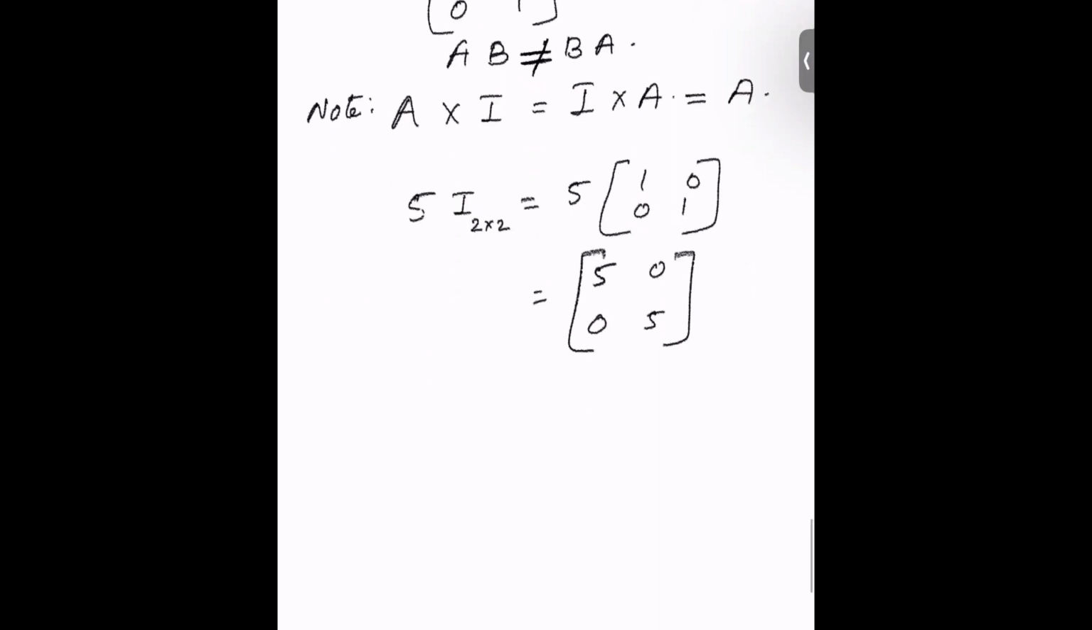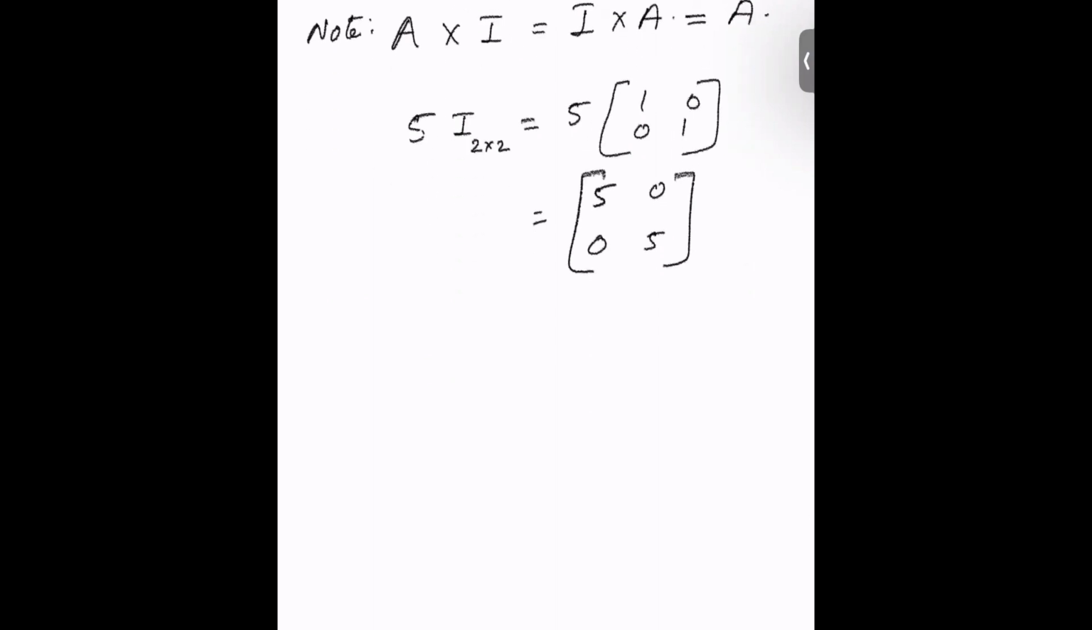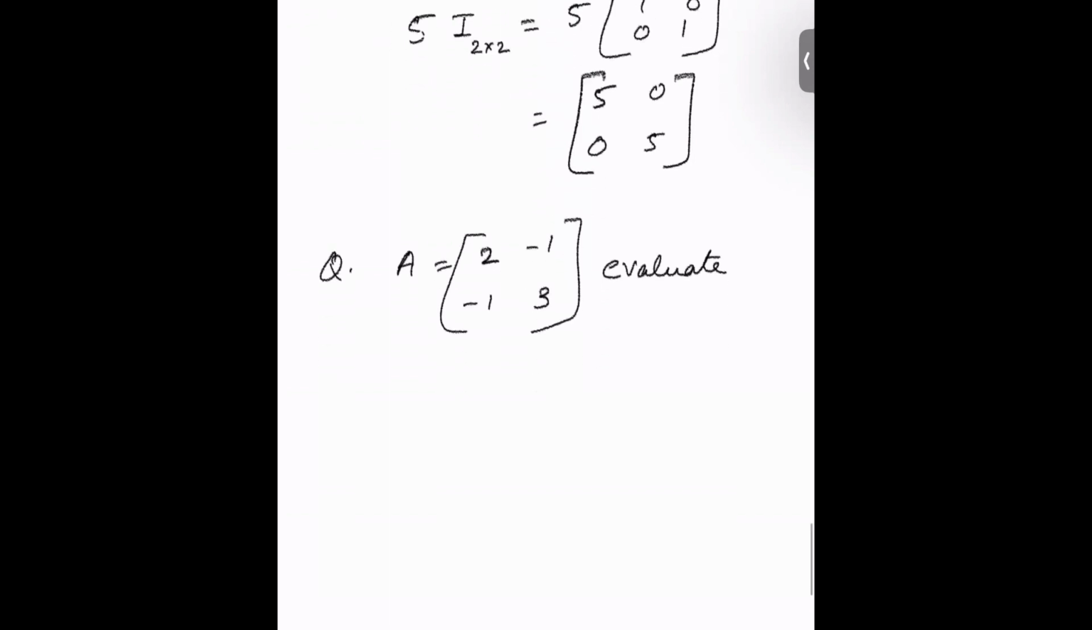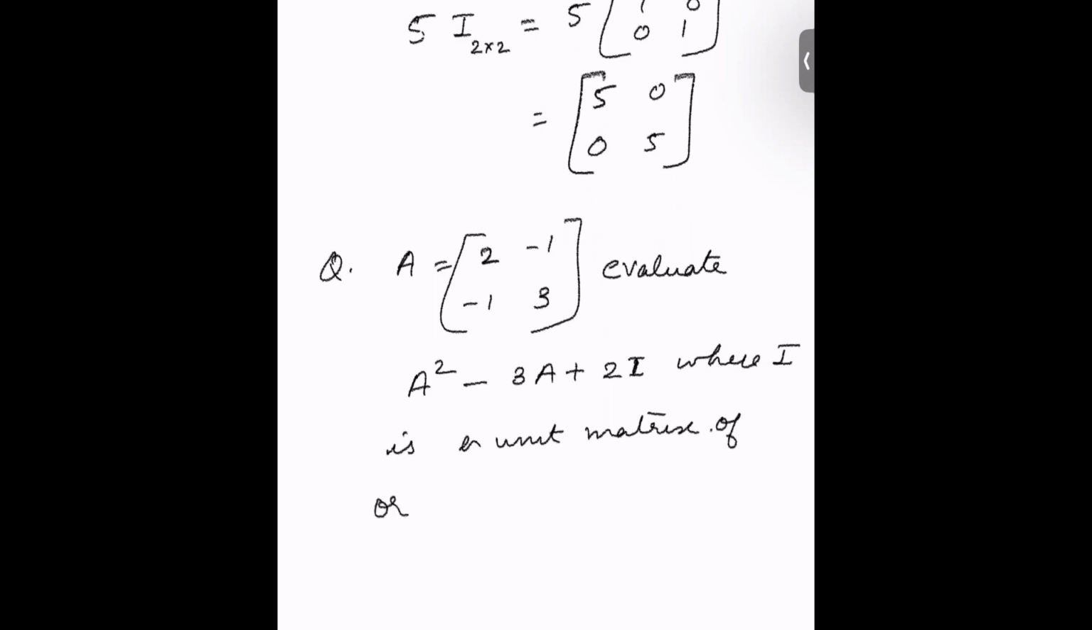Now, one question, let's do example 11. A is equal to 2 negative 1 negative 1 3. Evaluate A square minus 3A plus 2I, where I is a unit matrix of order 2.